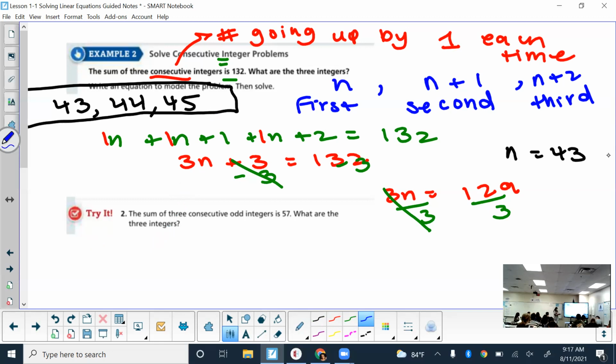So I'll kind of help you set this up. My first term can be n or x, n. My second term would be what? Not plus 1, plus 2, good. And my third term would be n plus 4. So it goes up by 2 each time. Make sense? So try that out. I kind of helped you set it up. You need the sum of 3 consecutive odd integers that equal 57.